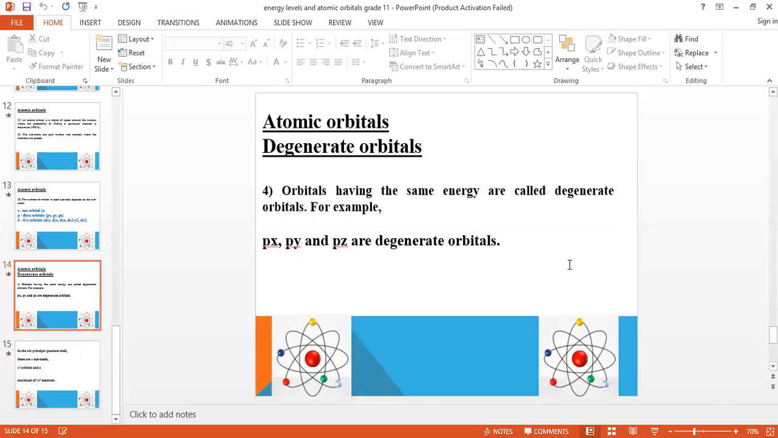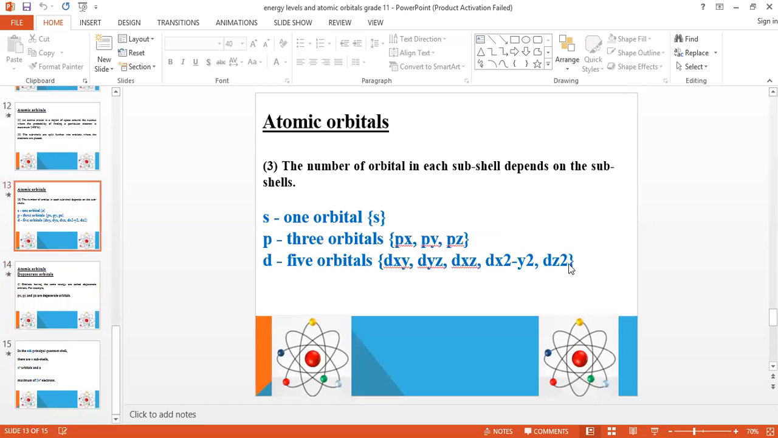The shape will come in your exam. You need to draw the shape of S and P. This is one objective, number 2 in your syllabus, and this will come in your short test. Draw the shape of S orbital and P orbital.